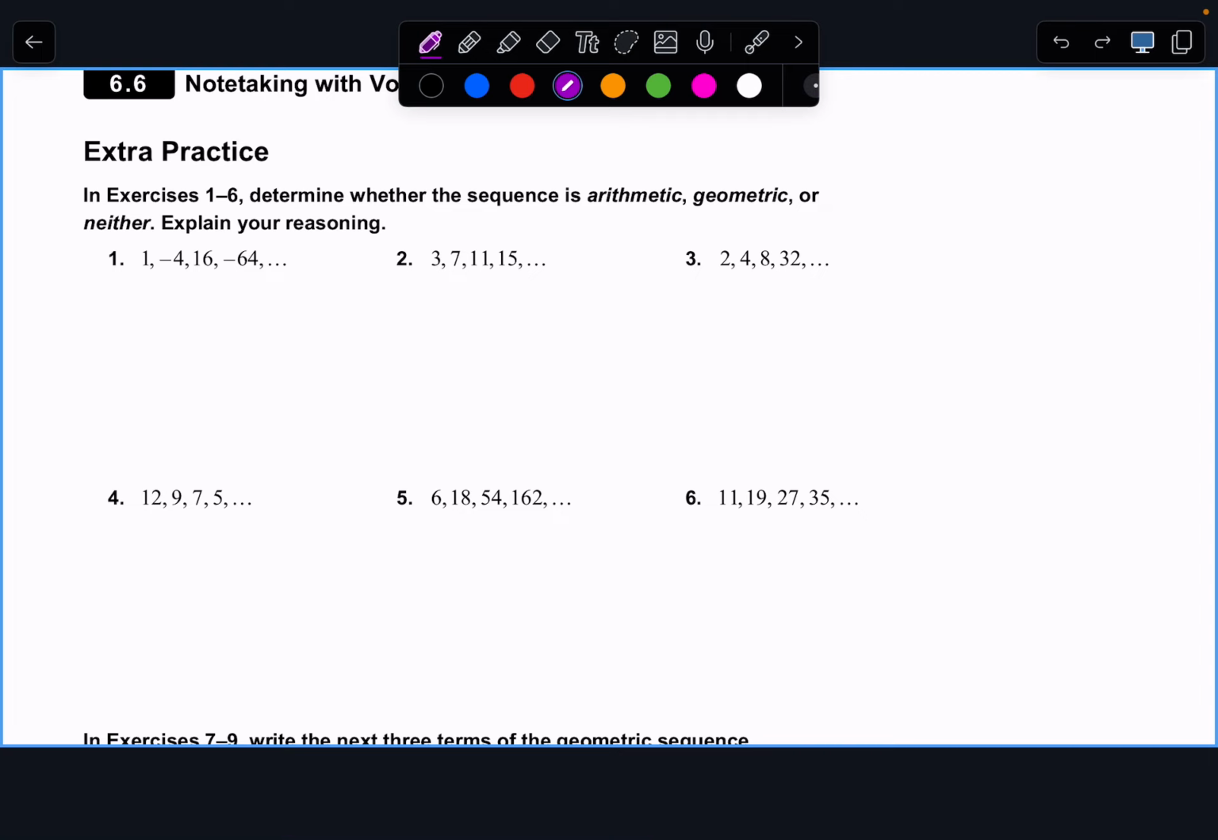We need to be able to determine if we have geometric or arithmetic sequences. So remember, arithmetic means we are either adding or subtracting the same number over and over, where geometric is we are multiplying or dividing the same number over and over. So what I want you and your table to decide for 1 through 6: do we have an arithmetic? Do we have a geometric? Or is it neither one? Okay, see what you can figure out. But you do have to talk to each other.